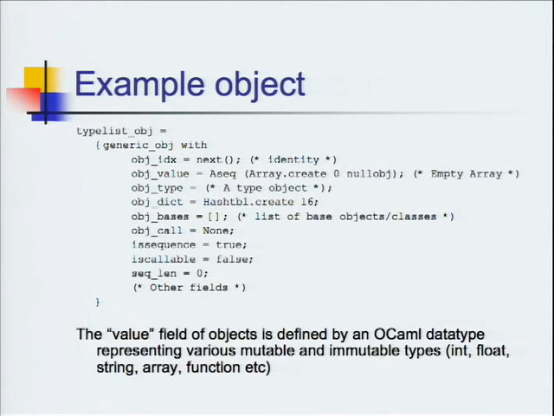This is a sequence object, so is sequence is true. And this represents a sequence of length 0. There are some other fields which apply to very specific objects and represent particular properties. And this is mostly based on the CPython description of the type structure, so it follows more or less the same things.